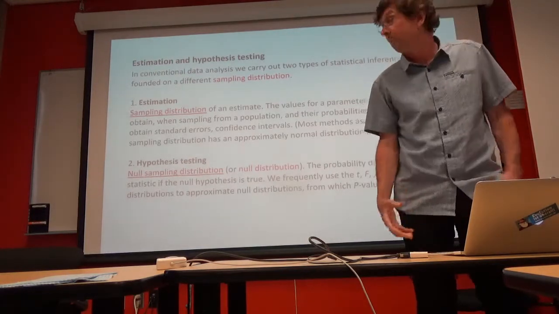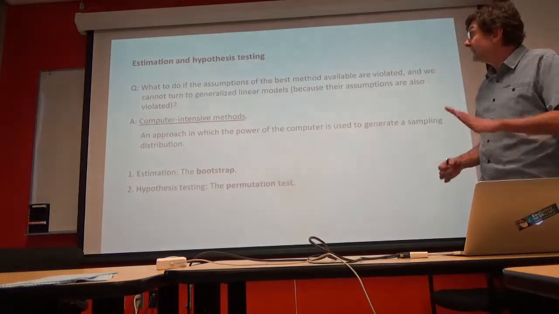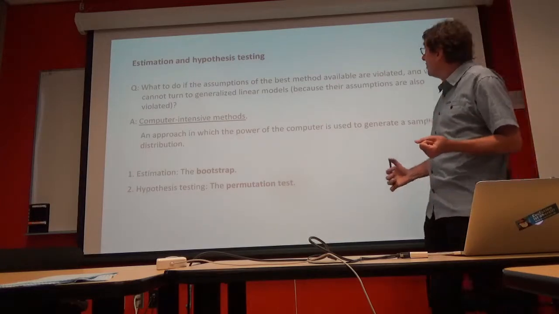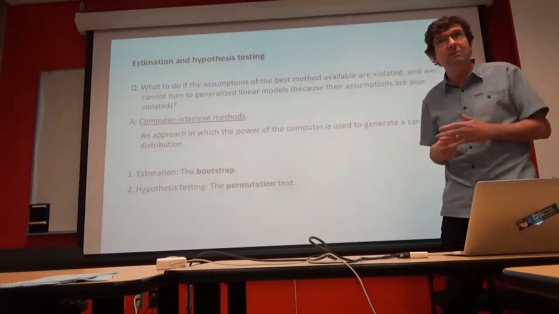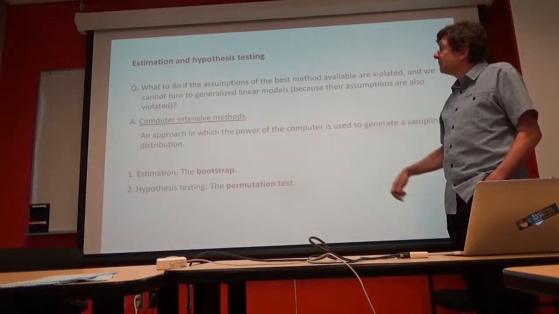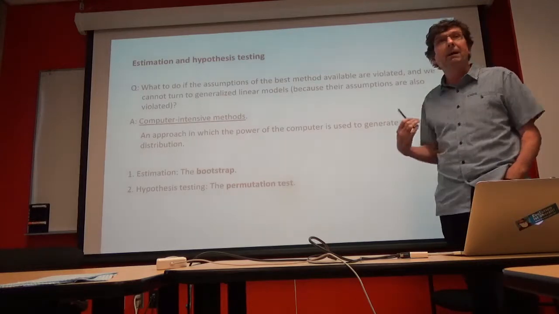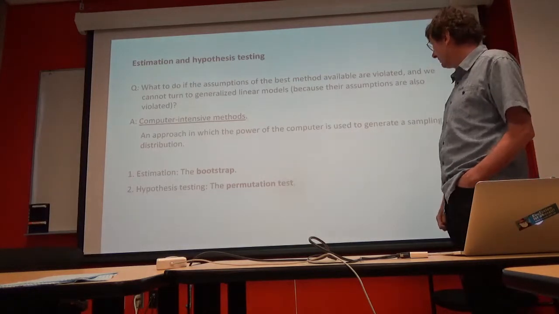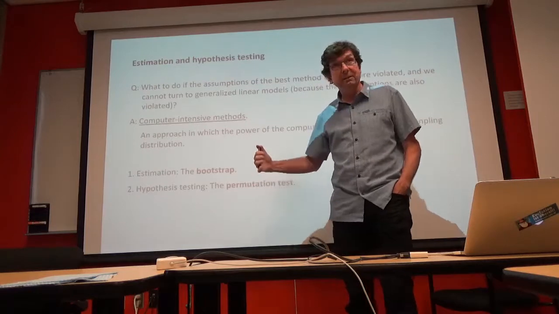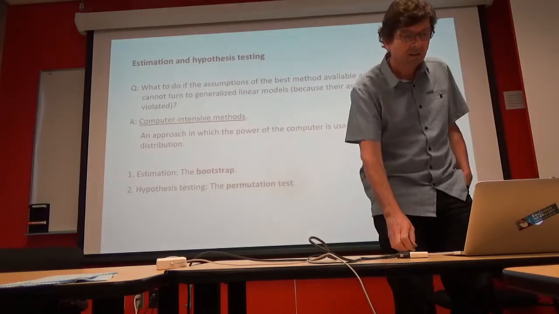What I want to talk about today is what happens when those convenient assumptions cannot be met. What do we do when the assumptions of the best methods we've used so far are violated? The data are not only not normally distributed, but they're not binomial or Poisson distributed. We can't turn even to generalized linear models to help us out. What I want to present today are methods for addressing this problem that make use of the power of the computer. And I'll show you how and what that means in each case. One tool for the problem of estimation is something called the bootstrap, and for hypothesis testing, the permutation test.